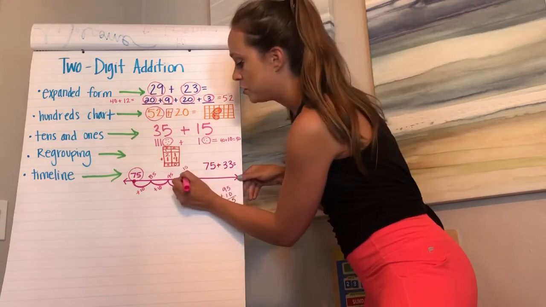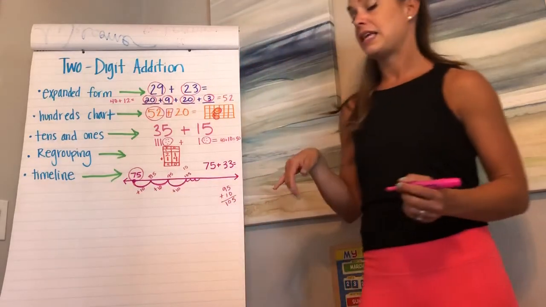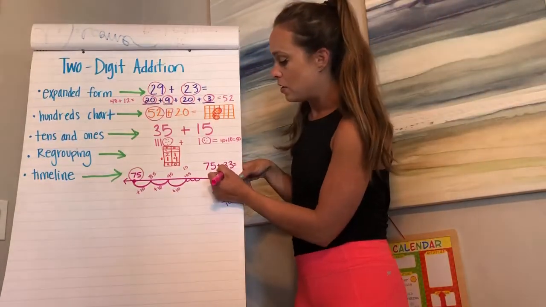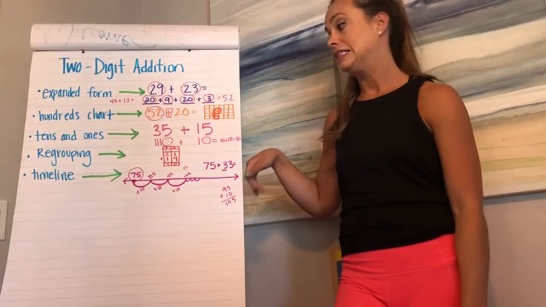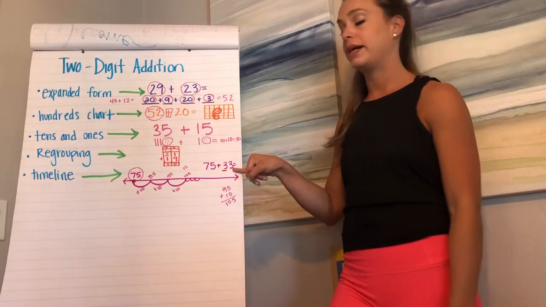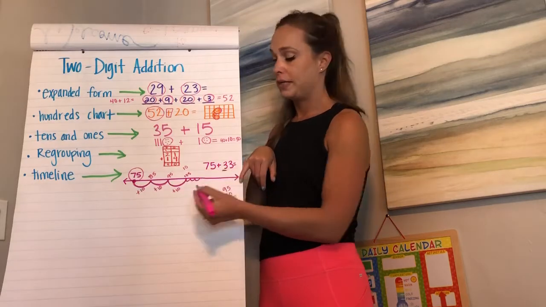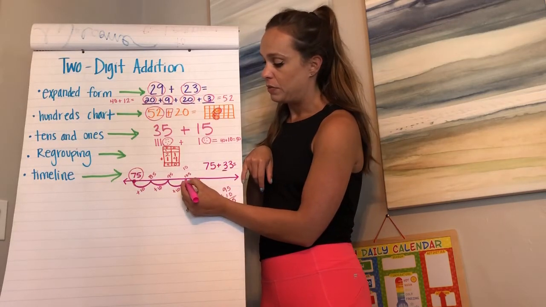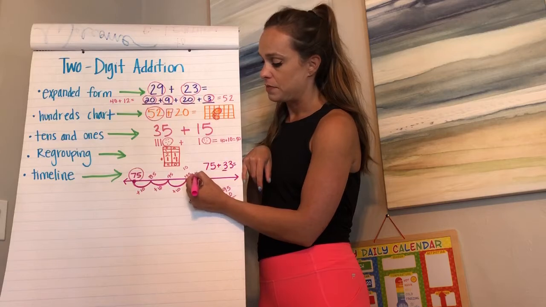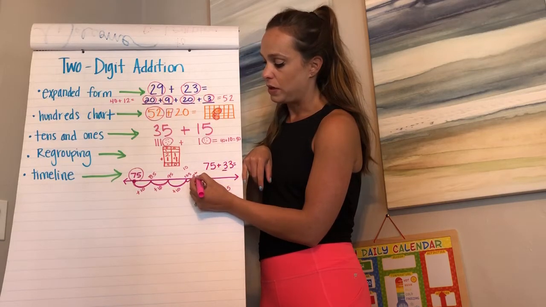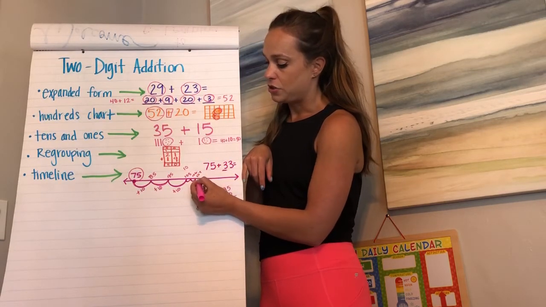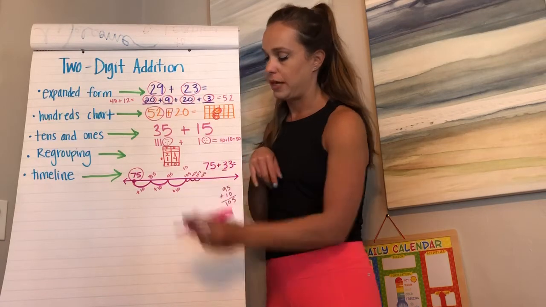So I am at 105, but I'm not done because I've only added 3 groups of 10. Now I need to add my 3 ones. So I hopped by 10. Now I'm going to hop by ones. 105 plus 1 is 106. 106 plus 1 is 107. 107 plus 1 is 108.